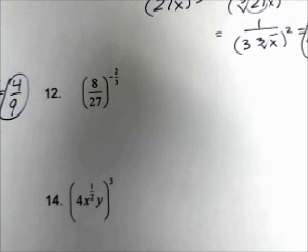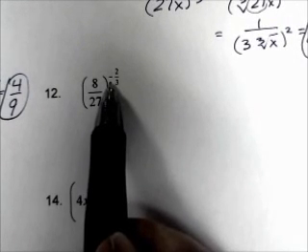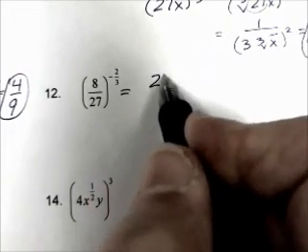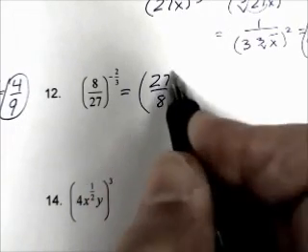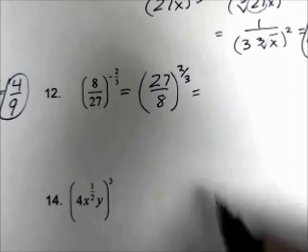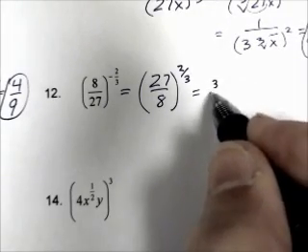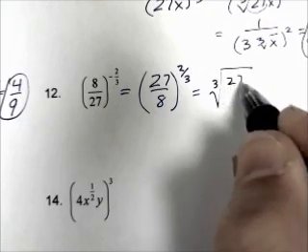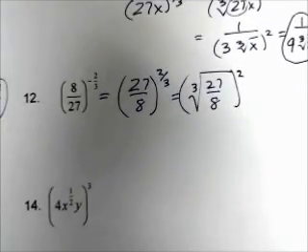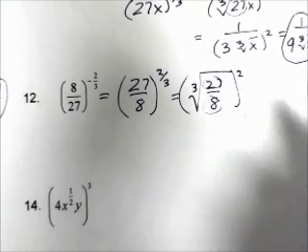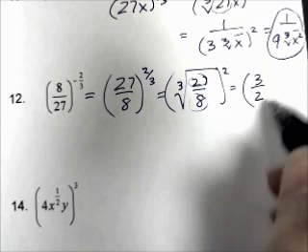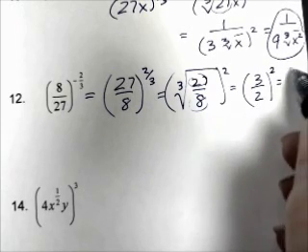Number 12, take care of the negative exponent first. We have a fraction, so we invert the fraction, 27/8, raised to the positive 2/3 now. Again, the denominator is the root, so we're looking for the cube root of 27/8, and then that result we will square. Each is a perfect cube. 3/2 squared, 9/4.